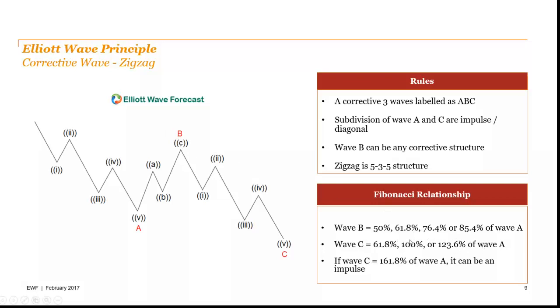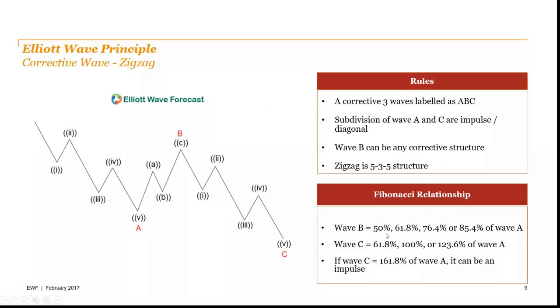That's what we call equality or equal leg. We use it so often in our service, okay? When we are forecasting a target for wave C or wave Y, that's what we use a lot. 100% to 123.6%, we call it equal leg. Now if wave C is getting too long, 161.8% of wave A, it can become an impulse.